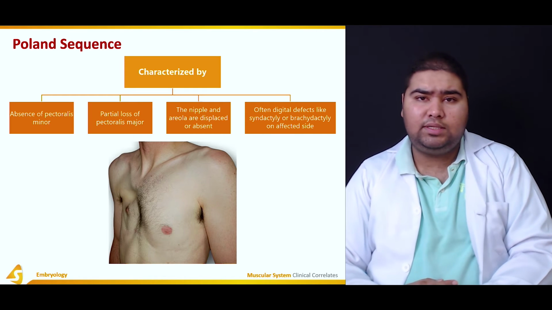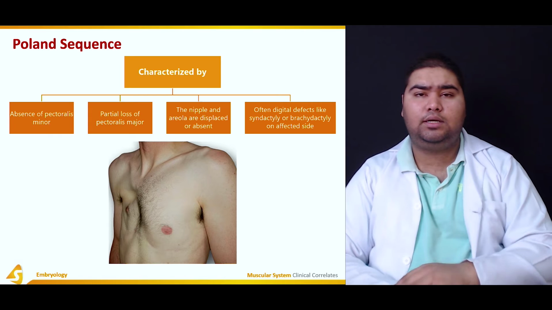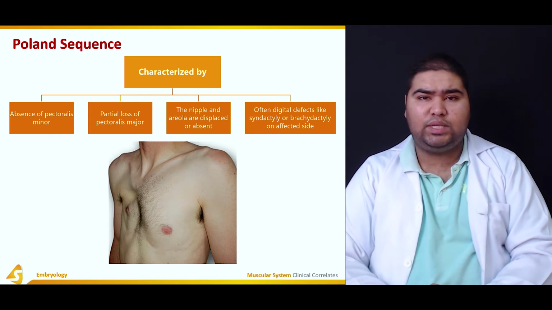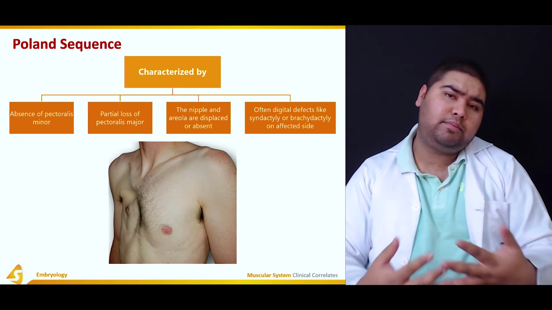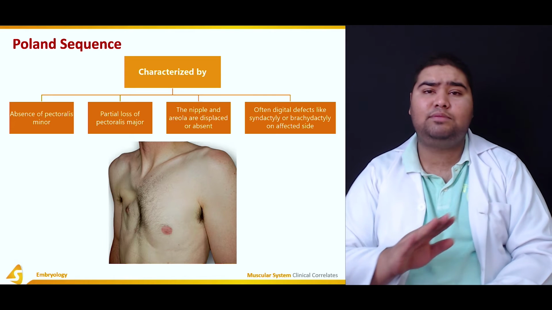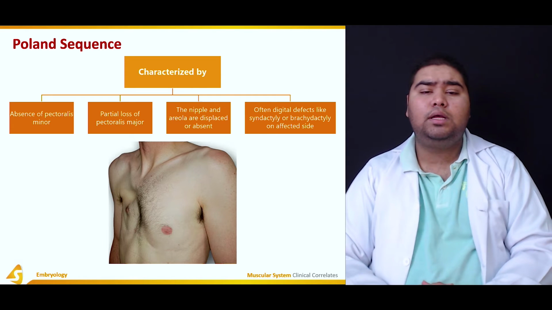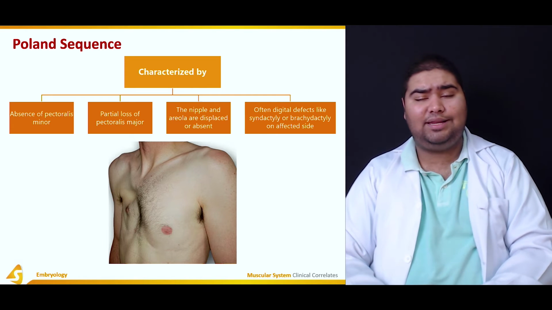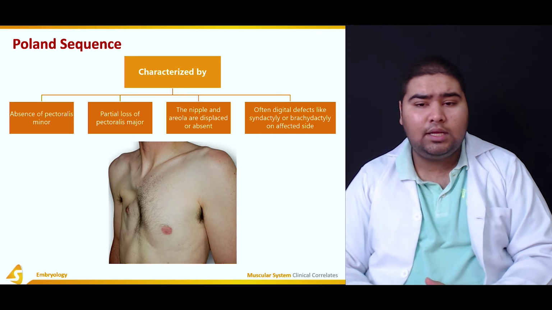So what is Poland sequence? There are four major points in the Poland sequence. The first two are related to muscles. The absence of pectoralis minor. The pectoralis minor is completely absent. Some portion of the pectoralis major is also lost.